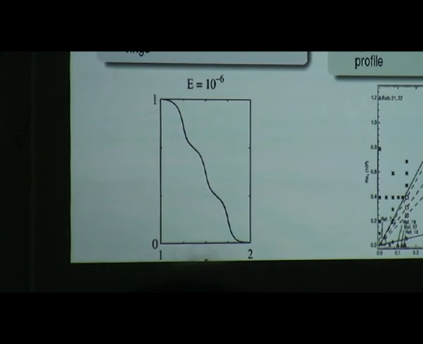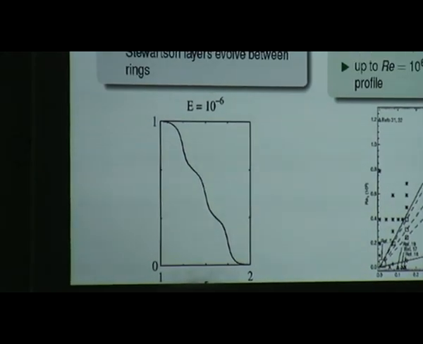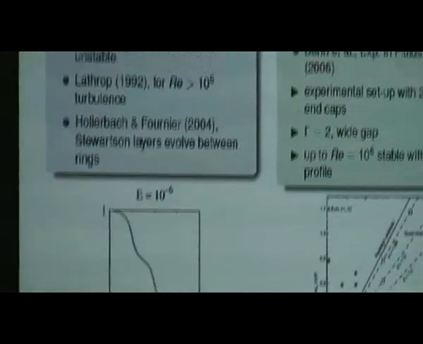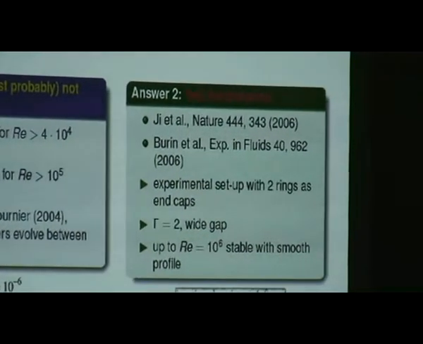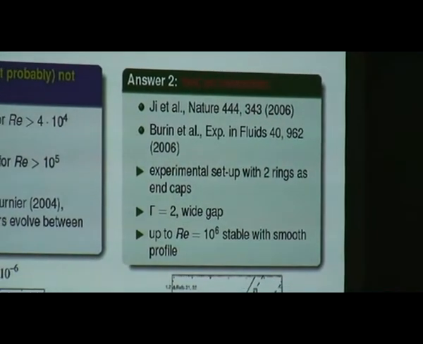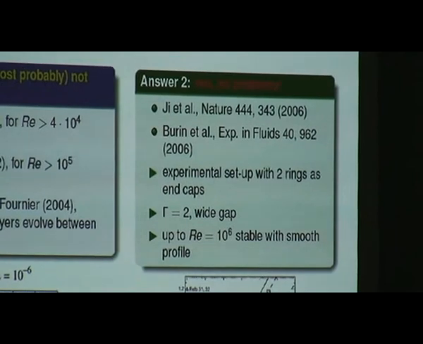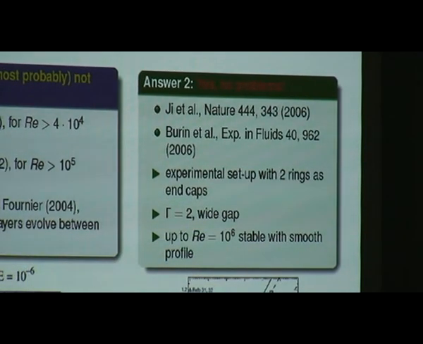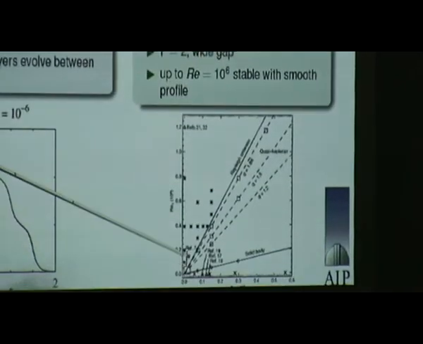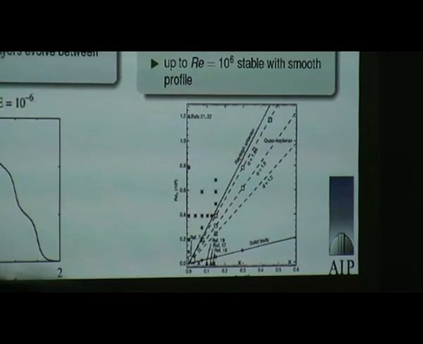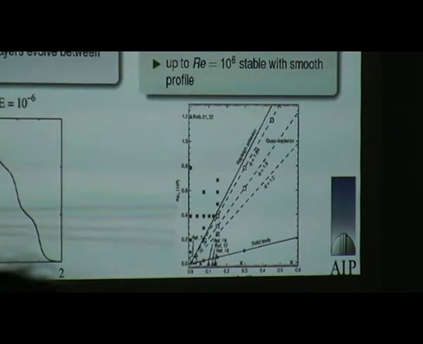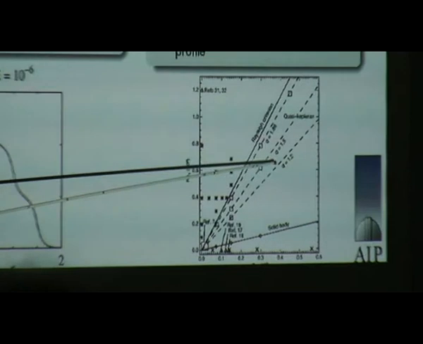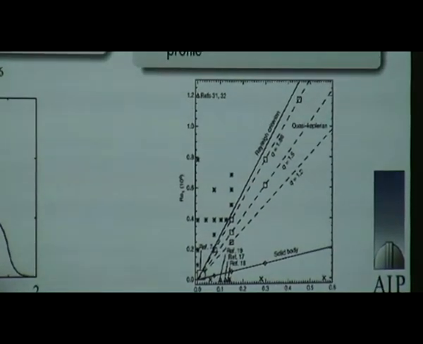There's another group that published at the end of last year an article in Nature saying they were able to get a stable Taylor-Couette flow for Reynolds numbers of 10 to the 6, and everybody was a little bit surprised. Perhaps what I have to tell also is that all these experiments talk about the Taylor-Couette flow beyond the Rayleigh limit, where it should be hydrodynamically stable.